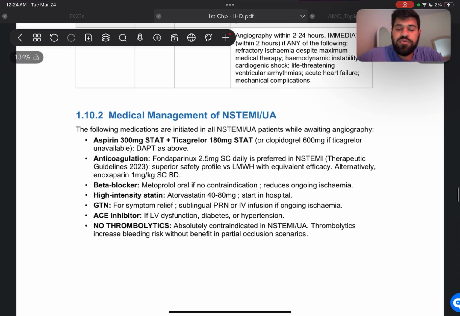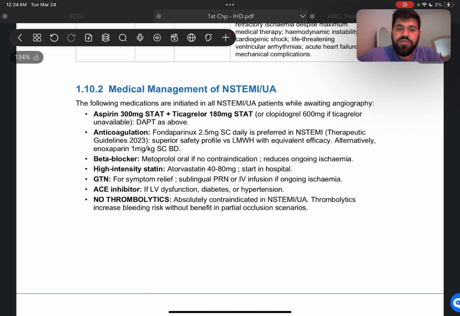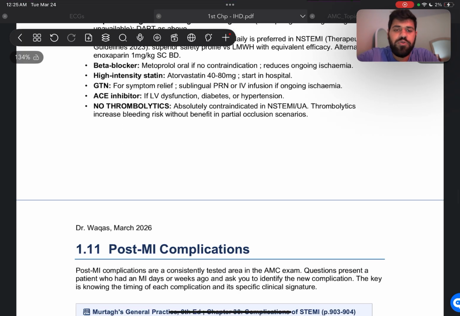And then we come on to the medical management for NSTEMI or unstable angina. All right. We start off with aspirin and ticagrelor, that means DAPT as above. All right, and then anticoagulation, and beta blockers. And remember, all of this is going to be given while we are waiting for the patient to get an angio done. So high intensity statins, GTN for symptom relief, ACE inhibitors, and especially no thrombolytics. Absolute contraindication in NSTEMI and UA. Thrombolytics increase bleeding risk without benefit in partial occlusion scenarios.